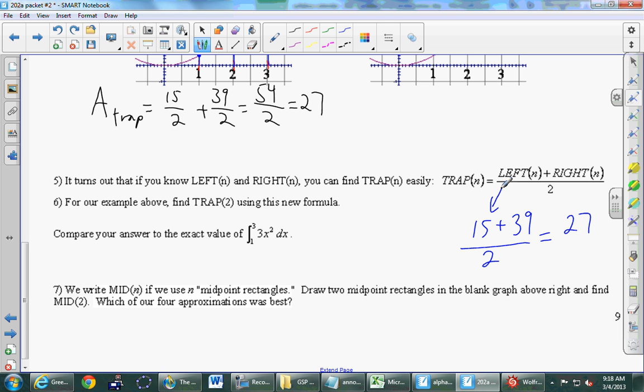The trapezoid on the left is like the same values as the left of 2. The trapezoid on the right is the same. That's right. Good.